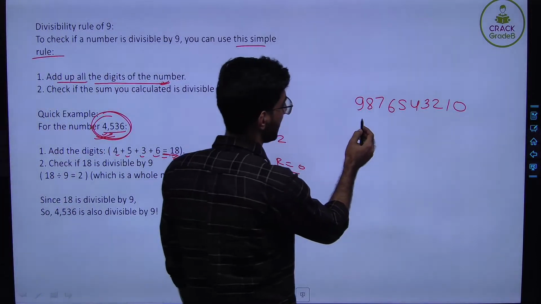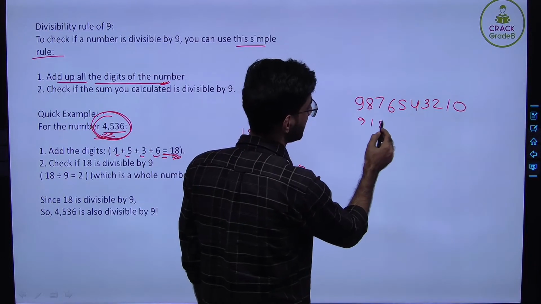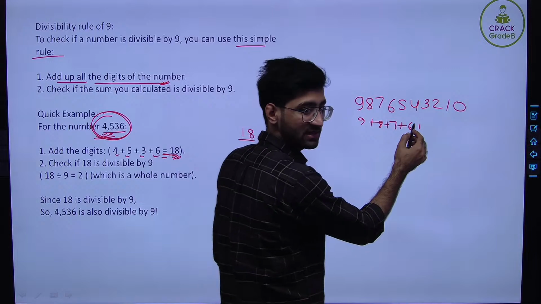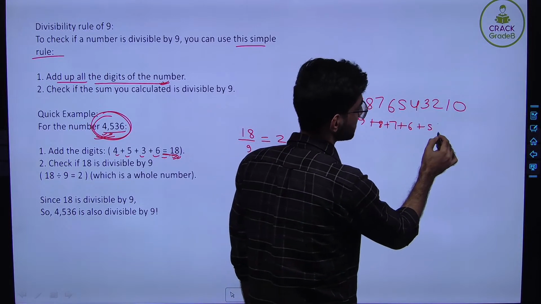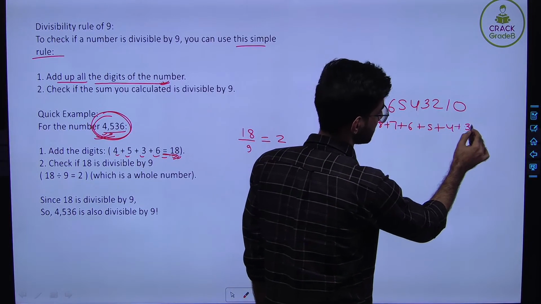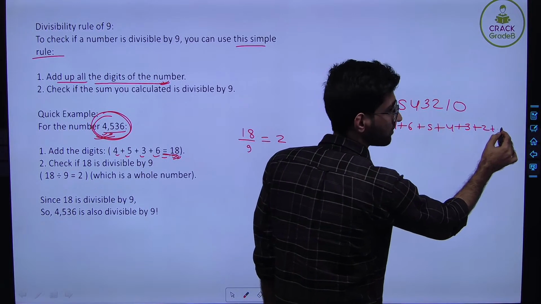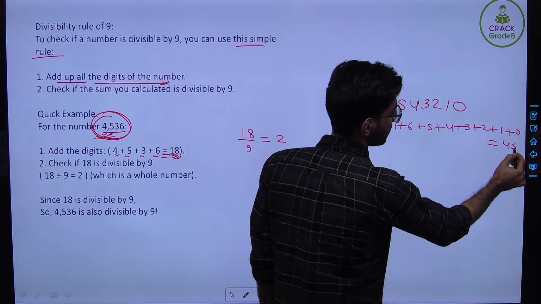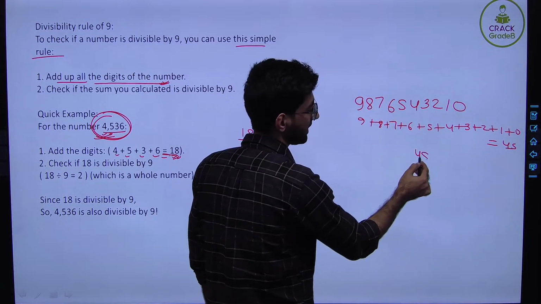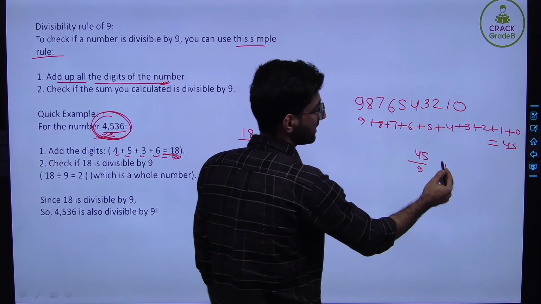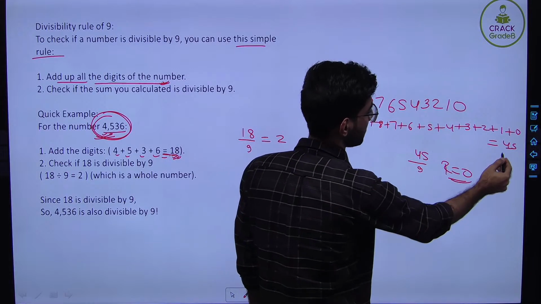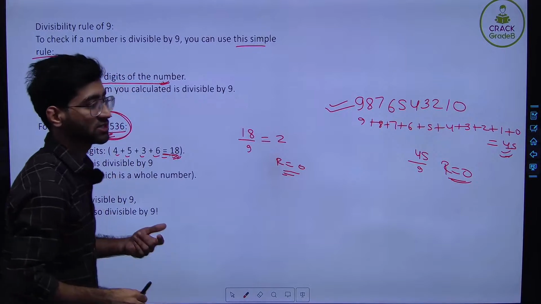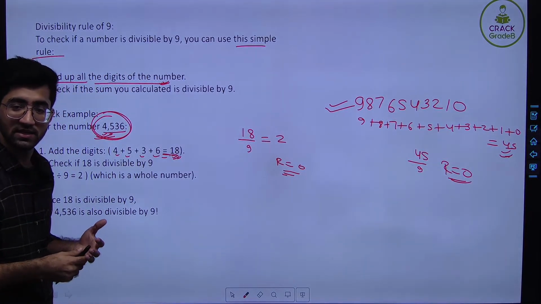See, you will have to add all the numbers. And what will you get if you add all the numbers? 45, right? 6 plus 5 plus 4 plus 3 plus 2 plus 1 plus 0. Obviously, 0 is not going to impact the value. 45, right? Now, 45 is divisible by 9. You will get remainder 0. And if 45 is divisible by 9, it means this number is also divisible by 9, right?